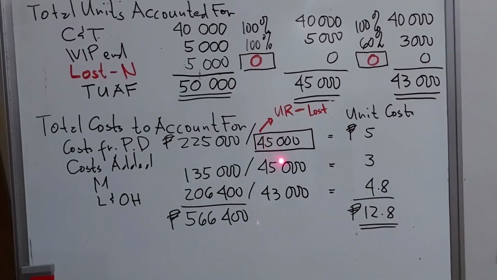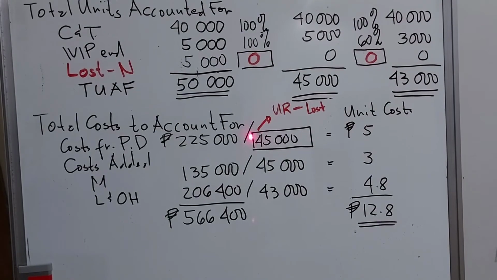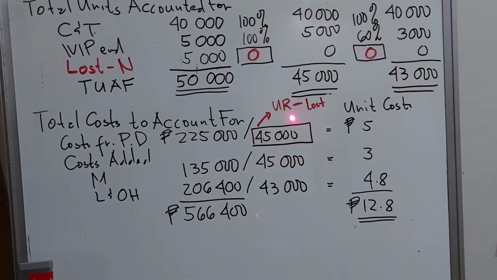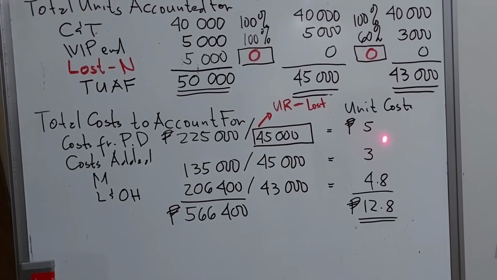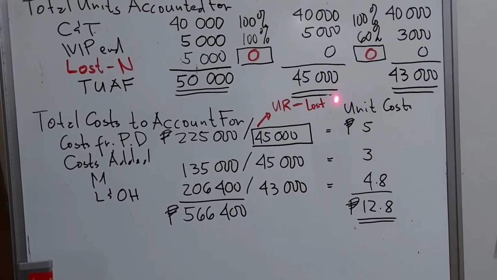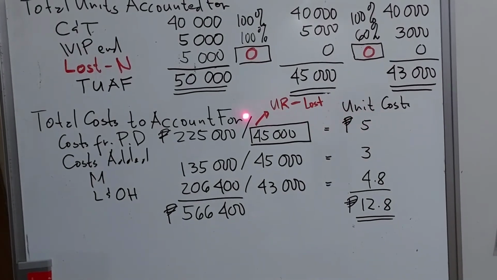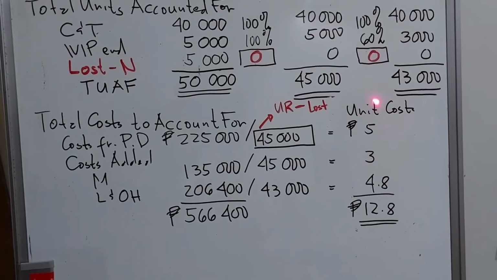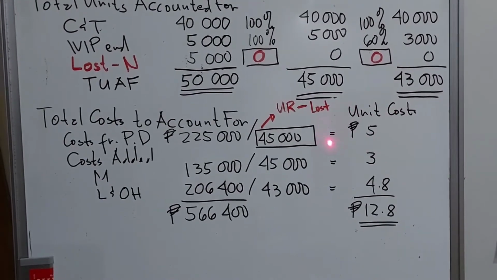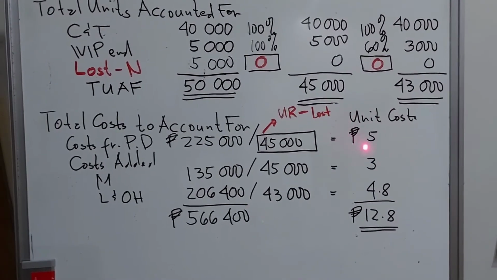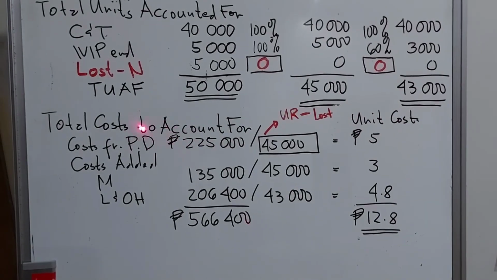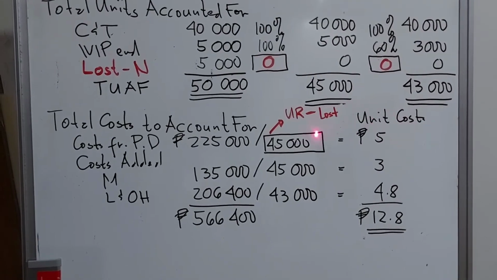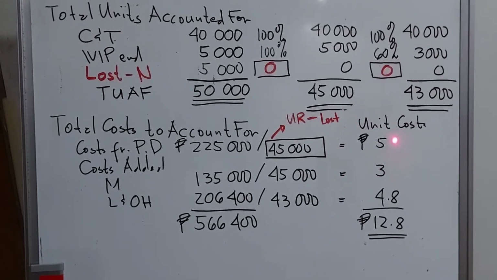Ibig sabihin, nadagdagan yung unit cost niya. Bakit? Kasi nabawasan yung mag-a-absorb ng cost. Dapat magkano lang dito ang unit cost niya? 4.50 lang. But since nagkaroon ng loss units, ang naging cost niya ay 5 pesos. So, nadagdagan ng 0.50. Pwedeng itanong din sa inyo kung magkano yung adjustment ng cost from preceding department. Okay? From 4.5 naging 5 pesos, so tumaas yung cost.